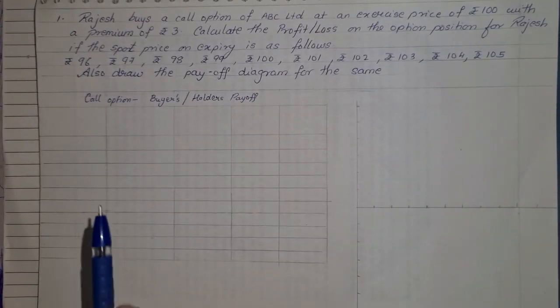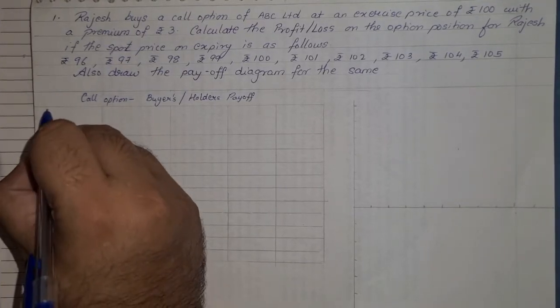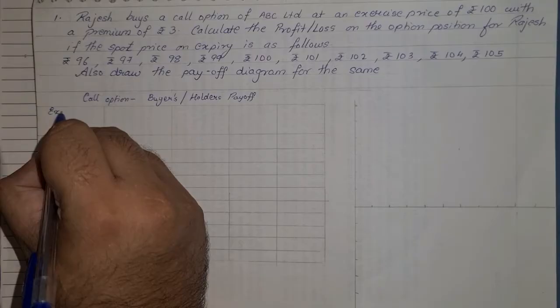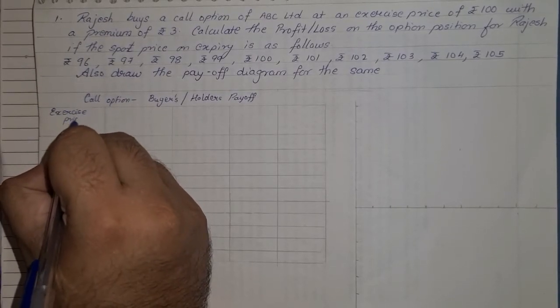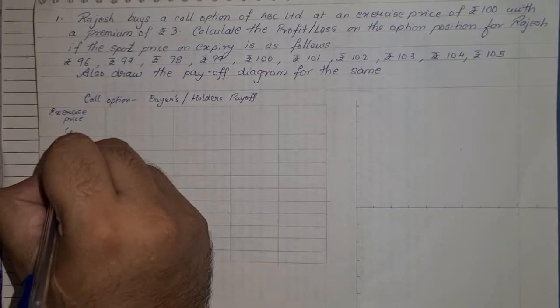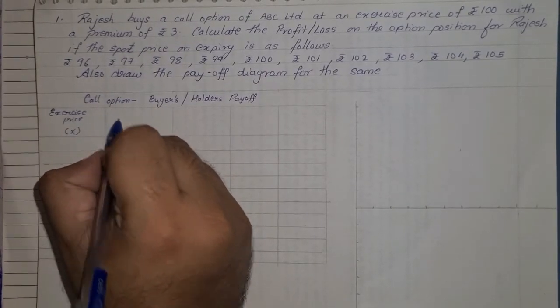Okay, now remember we'll have to create a table which will have basically 5 columns. So the first column, the heading will be exercise price, and we'll give an abbreviation for it as X. The second column will be spot price.